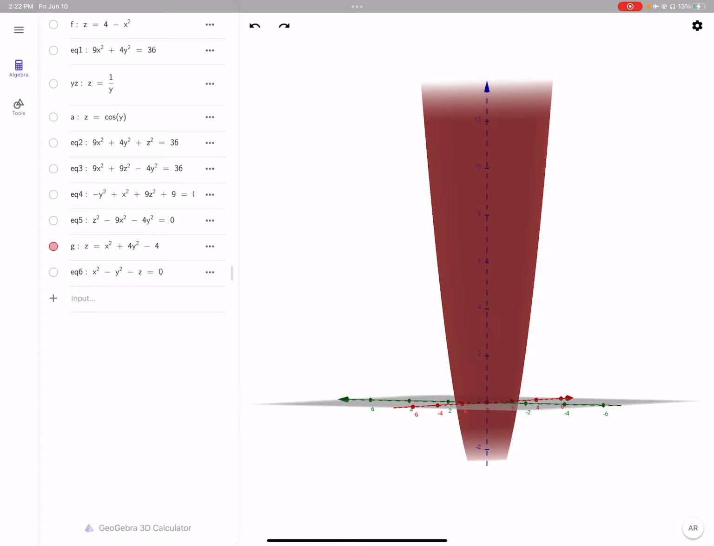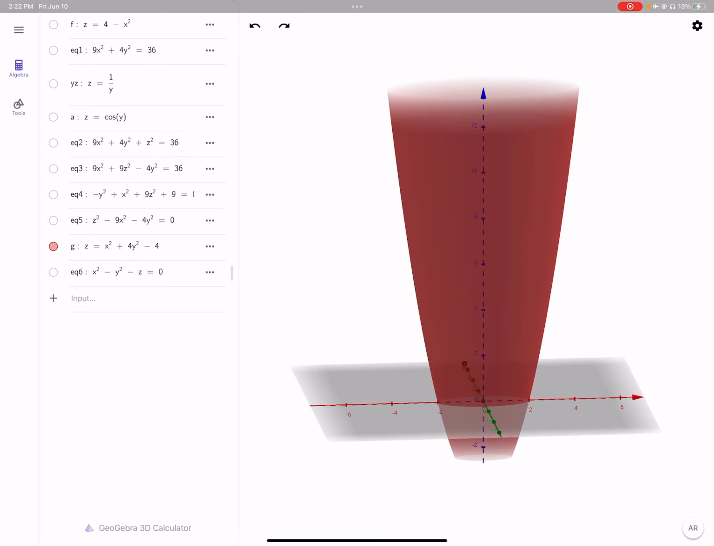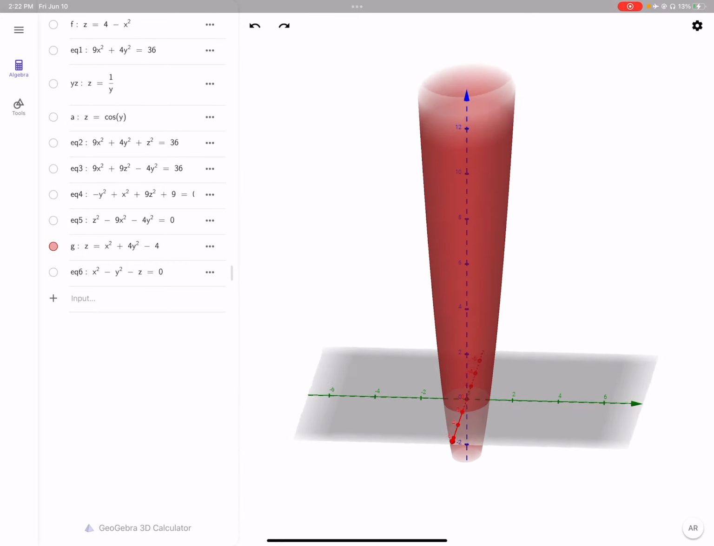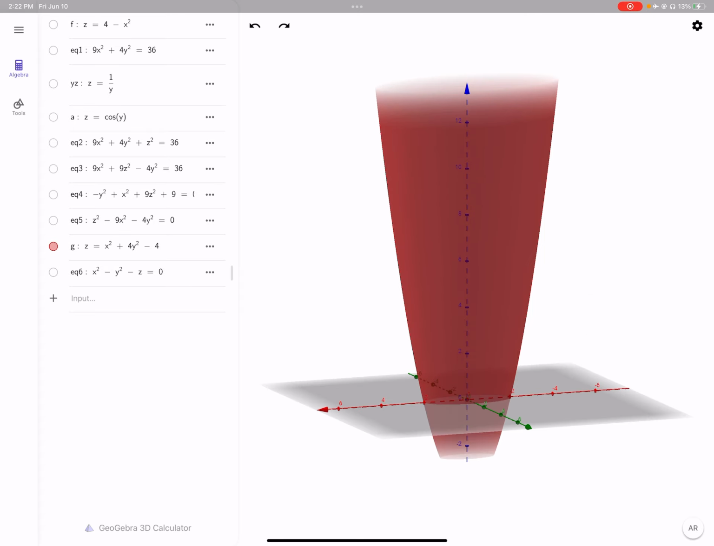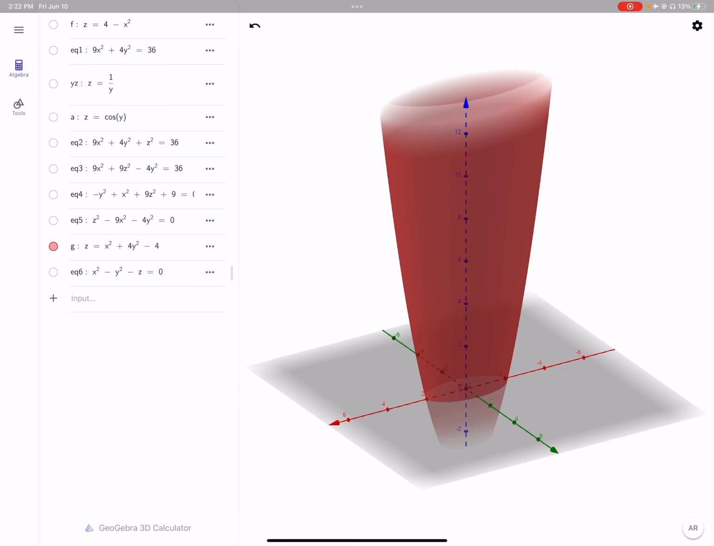You can see how it's getting smaller as we go down. There's the parabola on one side, right? And if I turn it another way, I'd get another parabola. So there we go. There's our paraboloid.